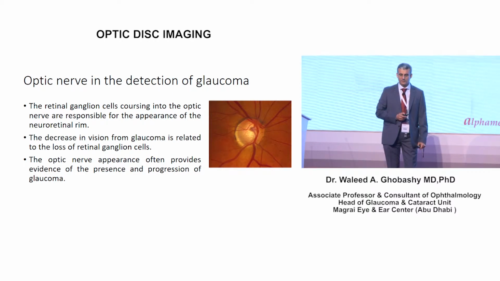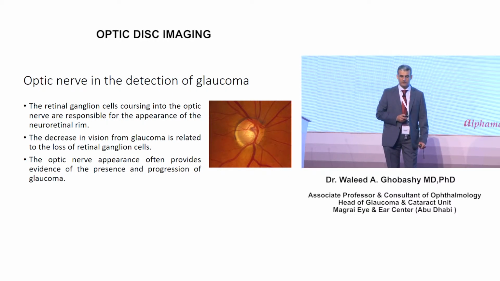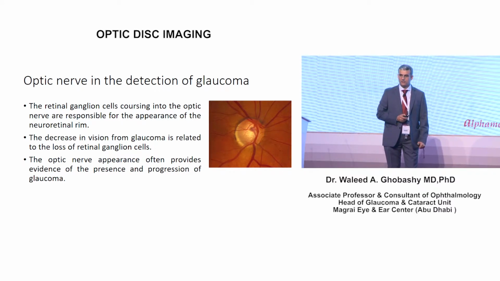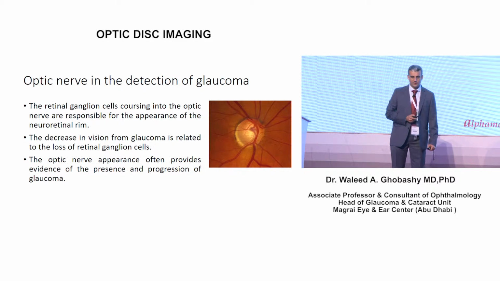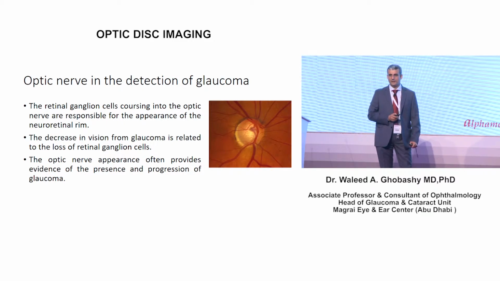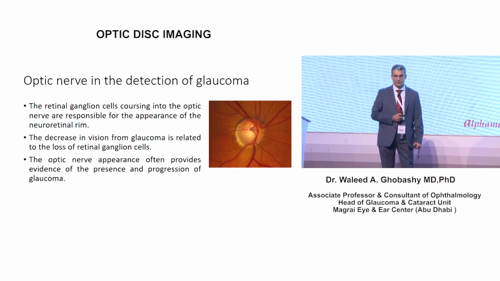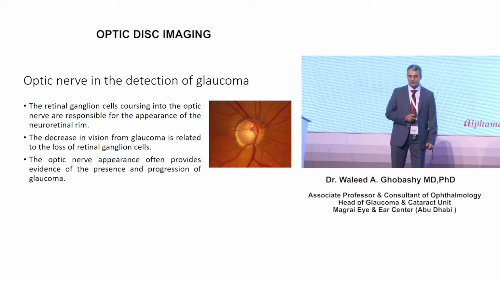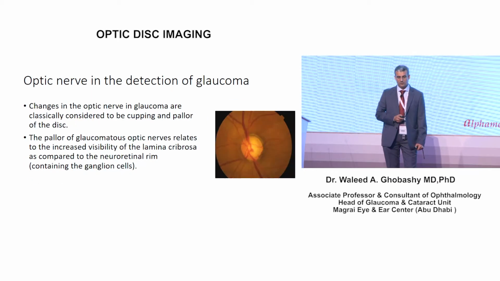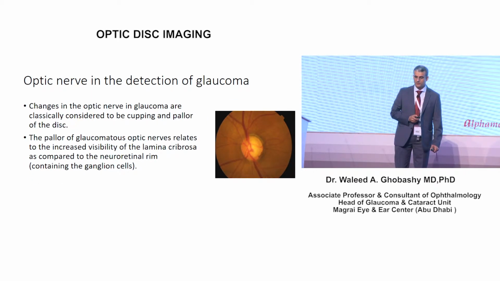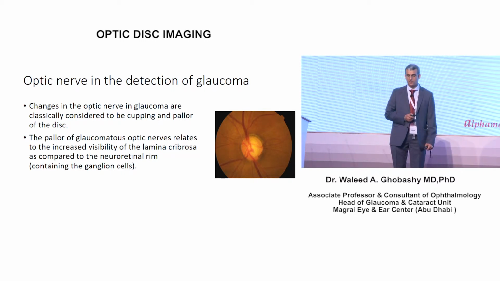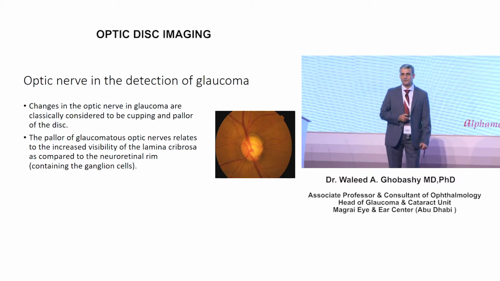Also, when we look at the optic nerve, we know that mainly the retinal ganglion cell axons coursing into the optic disc are responsible for the appearance of the neuroretinal rim, and the decrease of vision is directly related to the loss of ganglion cells. The optic nerve appearance often provides evidence of progression of glaucoma. Changes in the optic nerve in glaucoma are classically considered to be cupping and pallor. However, pallor is sometimes misleading.